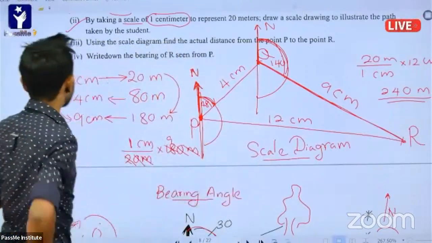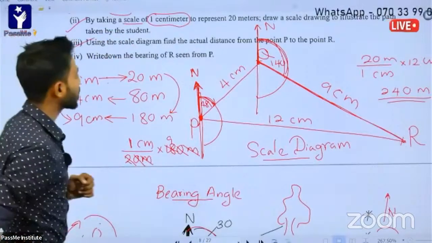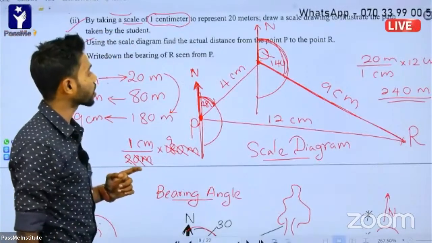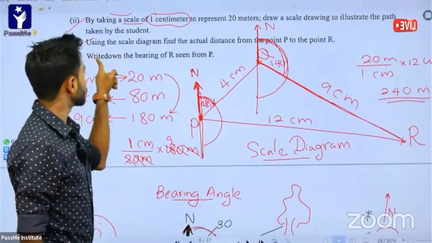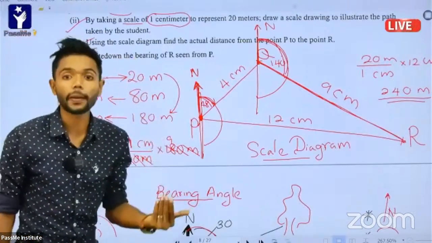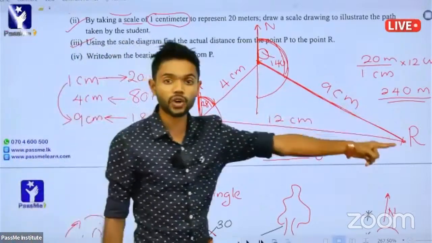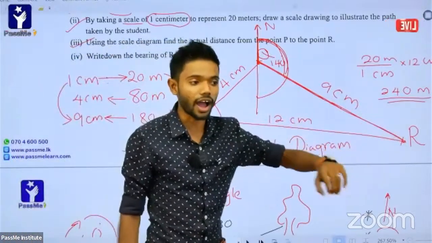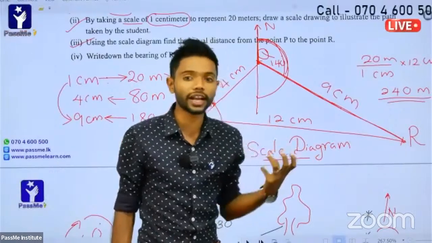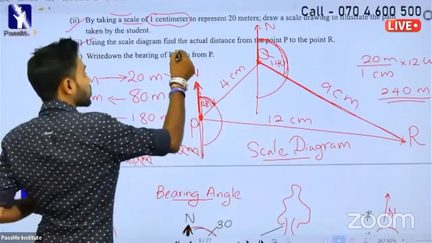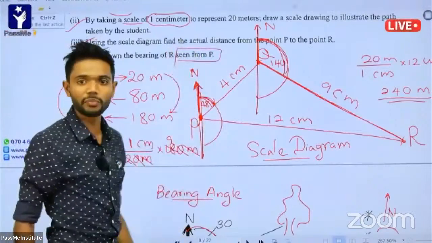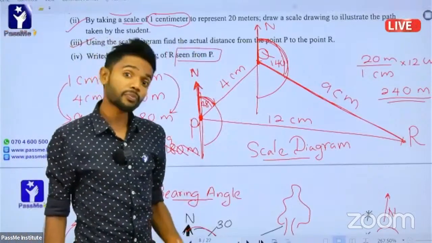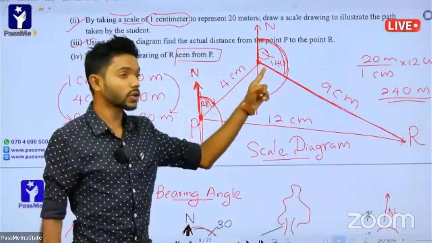Right, okay. Now the last one is write down the bearing of R. You can see the question is very interesting, right? Write down the bearing of R. Bearing of which one? Bearing of R. Find the bearing of R seen from P. Very important. Seen from P, not Q.